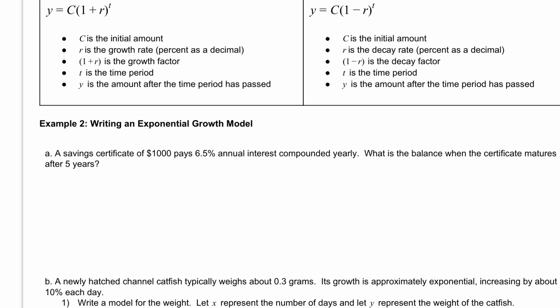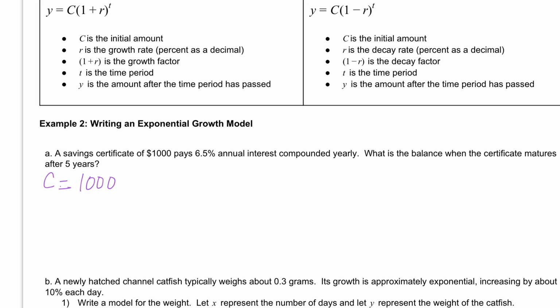And we need to come up with our variables. So the first variable we're looking at is variable C. And C represents the initial amount. So how much should we start with in the beginning? Well, in this problem, it says we have a savings certificate of $1,000, and that's what we're starting with. We're starting with that $1,000, so that's C.